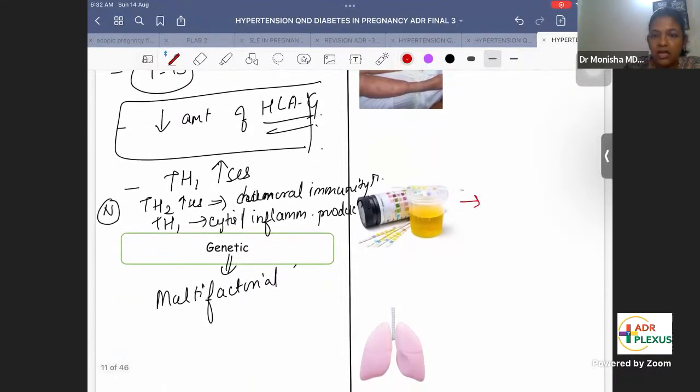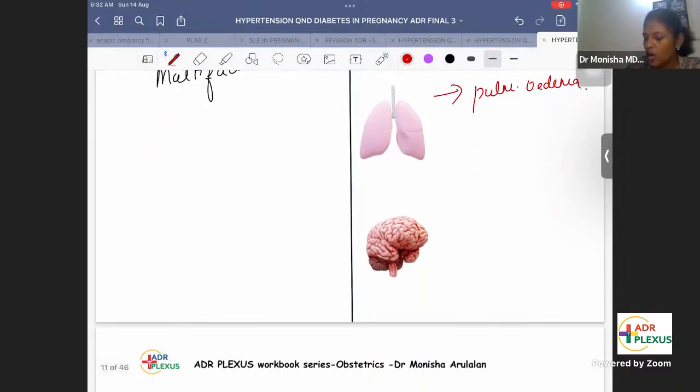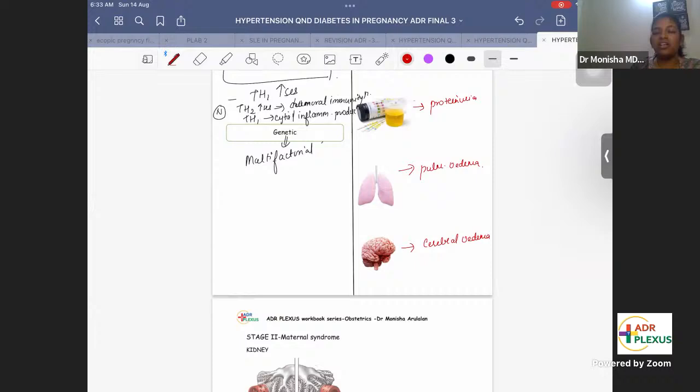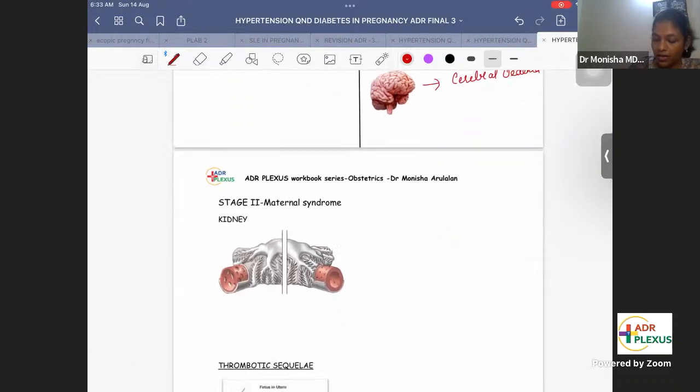Next, again, it is proteinuria. Since it is leaky, all the proteins are leaking from the vessels, so there is proteinuria. Same mechanism, where there is shifting of fluid from the intravascular space to the interstitium. So there is an increased chance for the development of pulmonary edema. The same mechanism you apply in the brain, where they can develop a cerebral edema. So by this you would have understood why there are all these presentations.